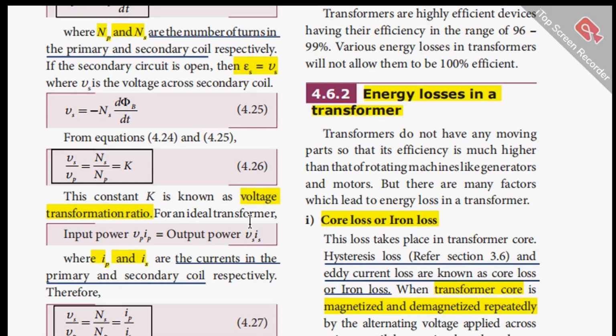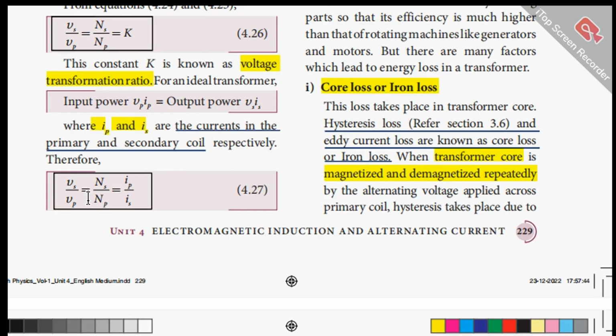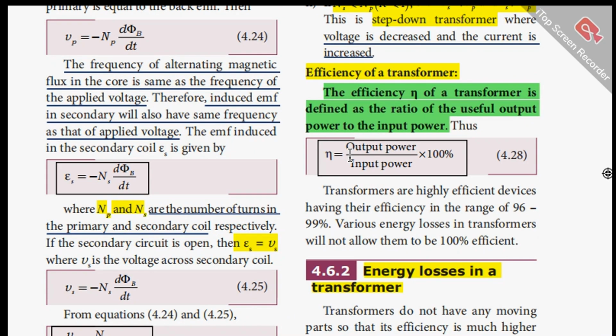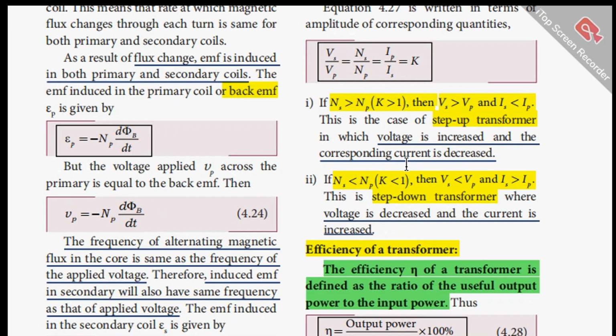For an ideal transformer, the input power VP IP is equal to the output power VS IS, where IP and IS are the currents in the primary and secondary coils respectively. So these ratios are VS/VP = NS/NP = IP/IS. In terms of the amplitudes of the corresponding quantities, this can be written as VS/VP = NS/NP = IP/IS = K. Now let us consider two cases. In the first case, the number of turns in the secondary and primary coil.